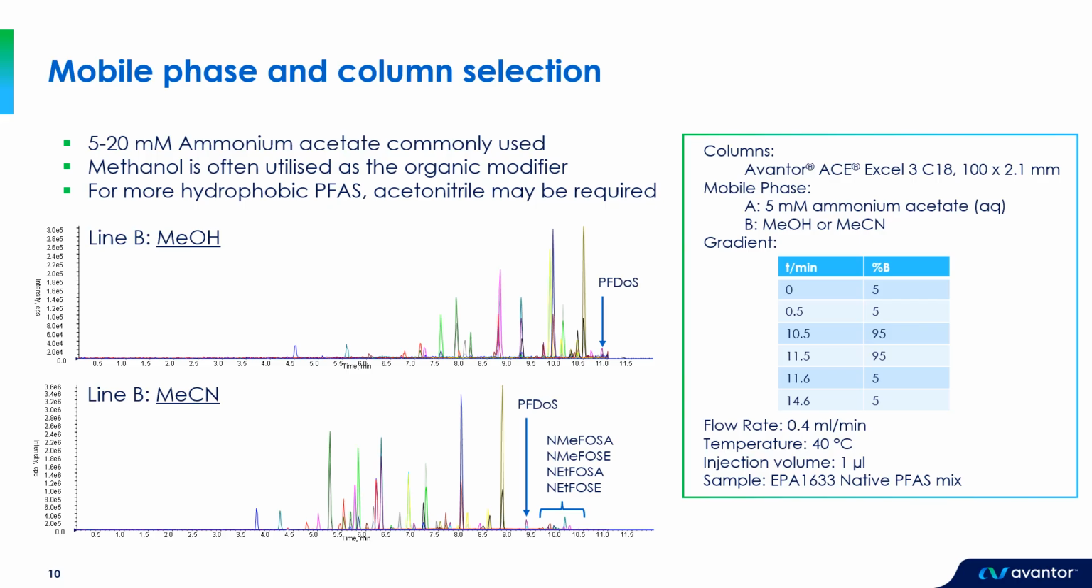And this is shown in these chromatograms on the screen, where we have 40 PFAS compounds separated on the same gradient conditions using the same column with either methanol or acetonitrile as the organic modifier. And you can see in the case of methanol, the final compound eluting is perfluorododecane sulfonic acid, or PFDoS. However, when we switch to using acetonitrile, we can actually see that there are a few additional PFAS compounds within the sample that weren't eluted with methanol. And so if you're looking to detect a broad range of PFAS, including some of the more hydrophobic ones, you're very much going to want to consider using acetonitrile as the organic modifier.